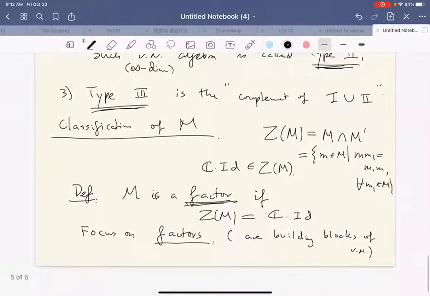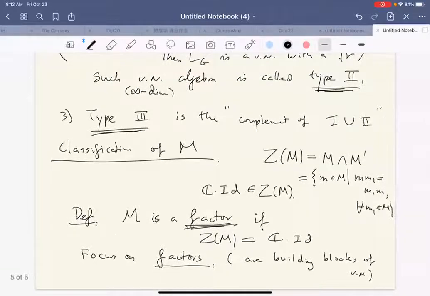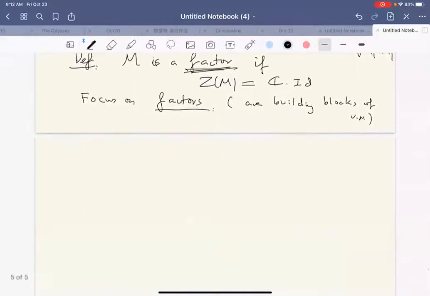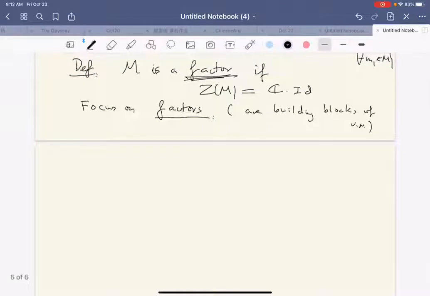That's a story I will not talk about, but I'll focus on factors. So what are the factors so far? Examples. First of all, B of H is a factor.